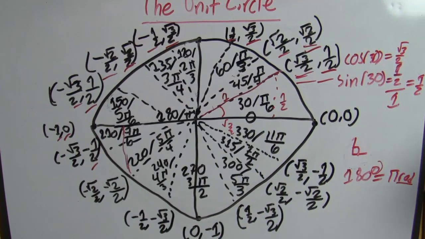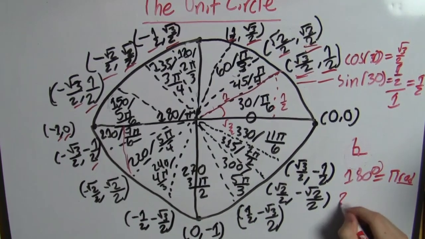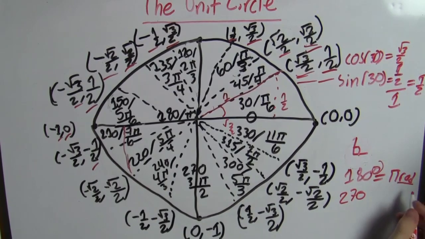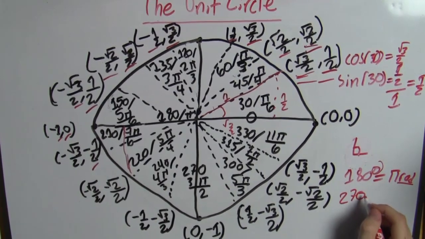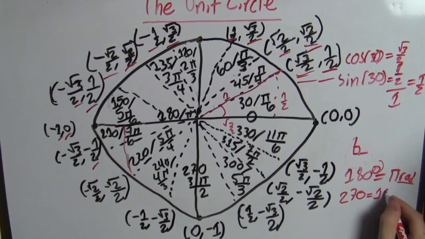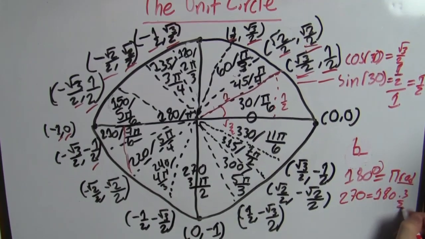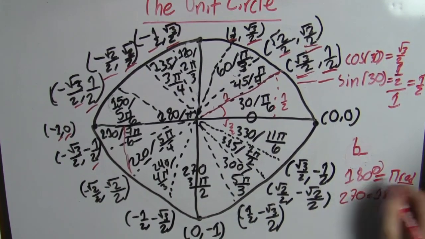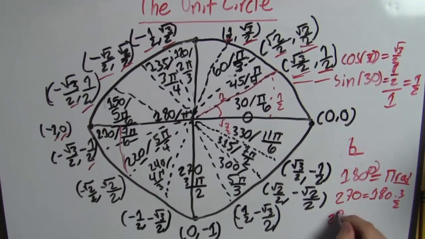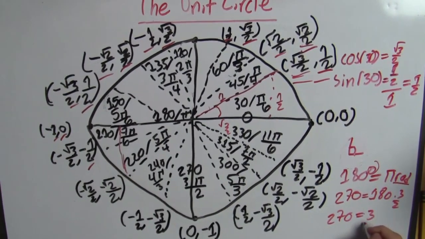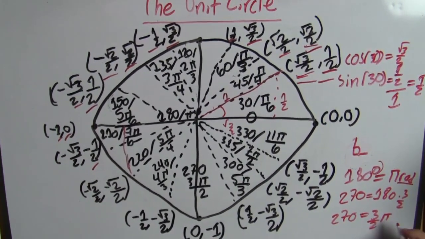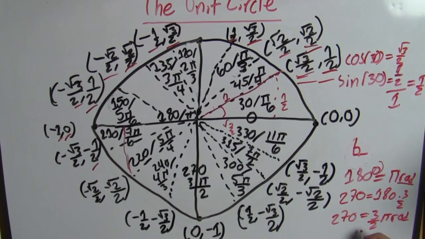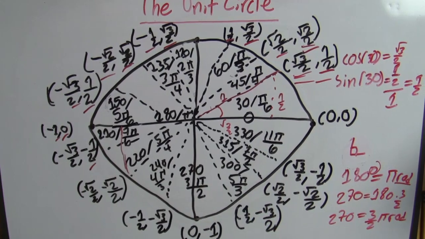So if we ever need to say, let's say I have 270 degrees, what's that in radians? Well, 270 is 180 times 3 halves. So if I multiply this whole equation by 3 halves, I have 270 equals 3 halves pi radians. So 270 degrees is 3 halves pi radians.